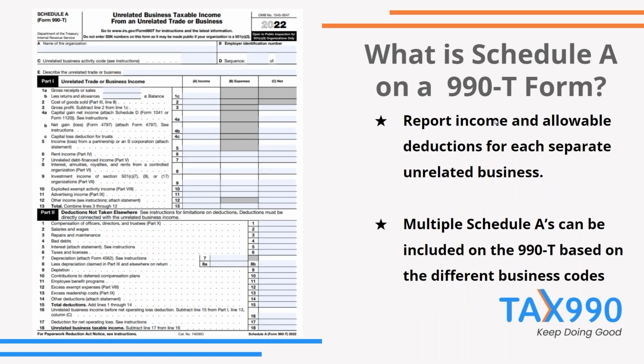When filing a 990T electronically, you'll use Schedule A to report the unrelated trade or business. Your organization should complete a separate Schedule A for each unrelated trade or business income item or code. If you have multiple items under the same code, they can be combined under one Schedule A. The purpose of Schedule A is to report and explain income and allowable deductions for each separate unrelated business.